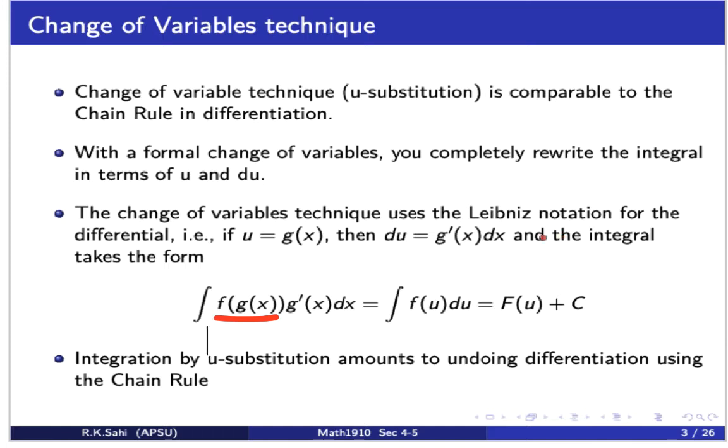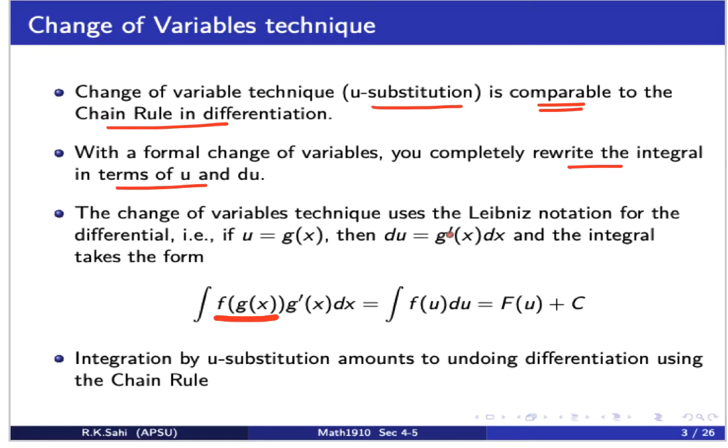This change of variable technique, or u-substitution, which we are looking at in this section, is comparable to the chain rule in differentiation. When we change these variables, what we are basically doing is rewriting the integral in terms of u and du. That takes us to familiar integral techniques we have learned, like the integral of x to the power n dx. So it makes our life simpler.